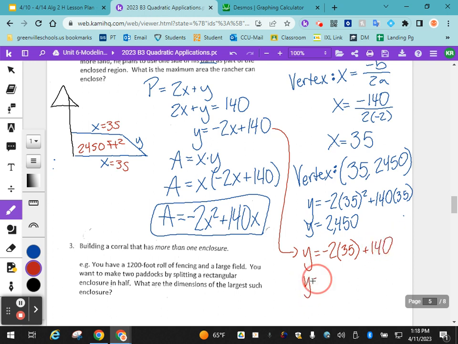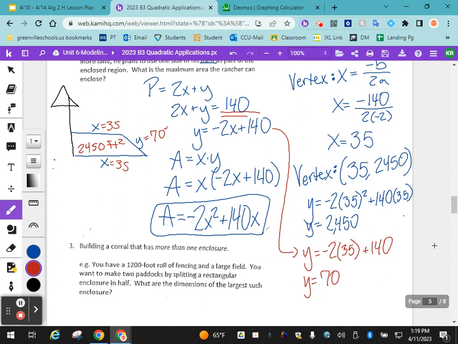If you add them together, you get 70. And then subtract it from how much fencing you have. So how do we get 70?